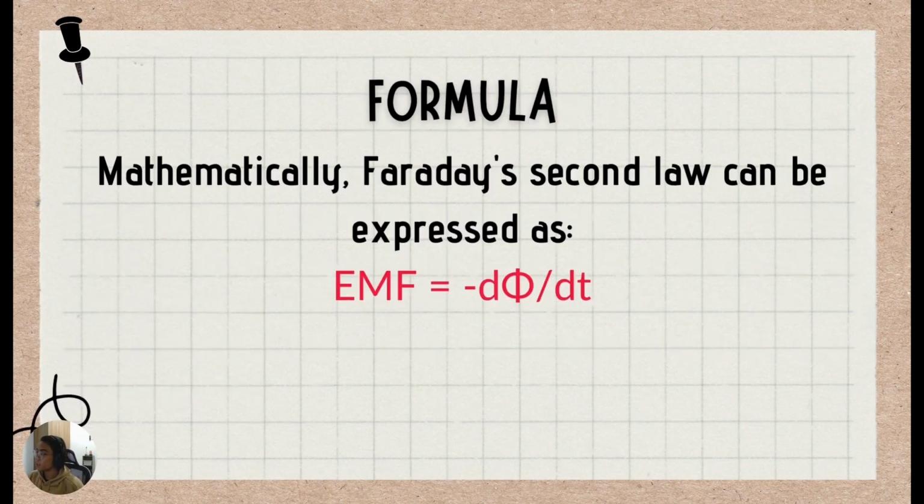Okay, so the next one is the formula. Mathematically, Faraday's second law can be expressed as EMF equals minus d phi over dt. To elaborate on the formula, EMF is the induced electromotive force, phi is the magnetic flux, and d over dt is the rate of change of the magnetic flux. The negative sign indicates that the induced EMF creates a current that opposes the change in magnetic flux through the circuit, as described by Lenz's law.